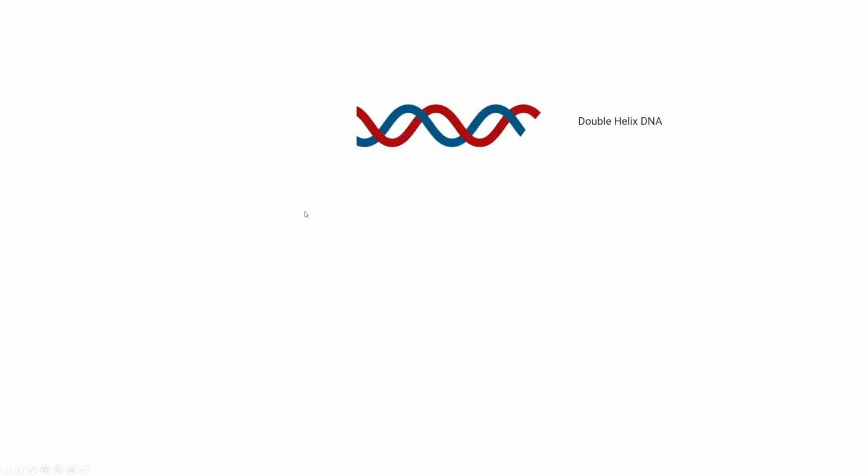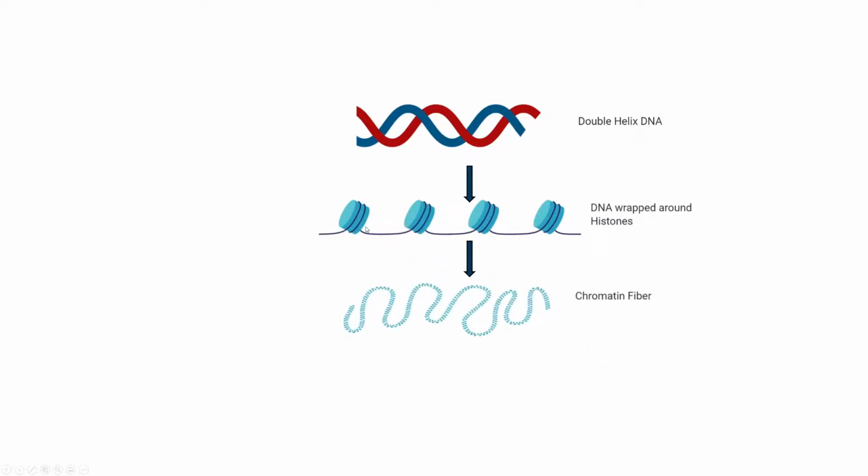Eukaryotic DNA is normally represented in a beads-on-a-string manner, where double helix DNA is wrapped around 8 histone proteins. This protein-DNA complex is called a nucleosome. This DNA is further compacted into chromatin fiber, and then this chromatin fiber is even further compacted into a chromosome.